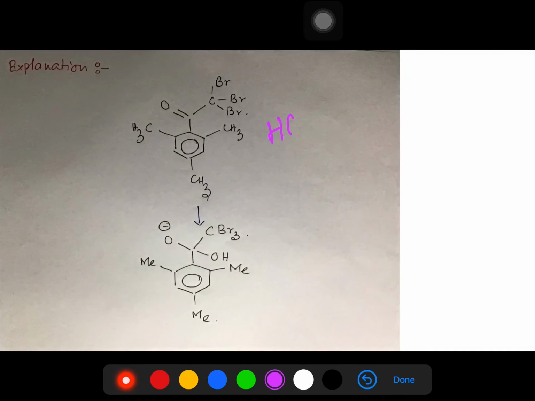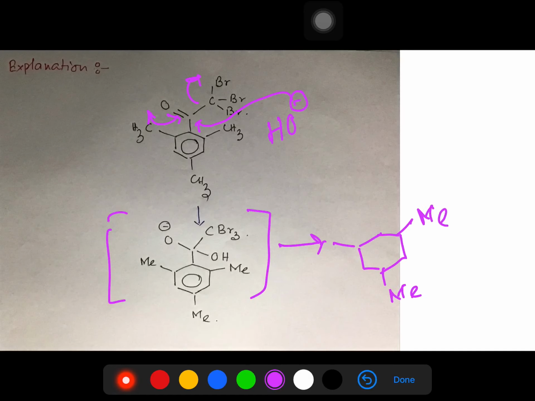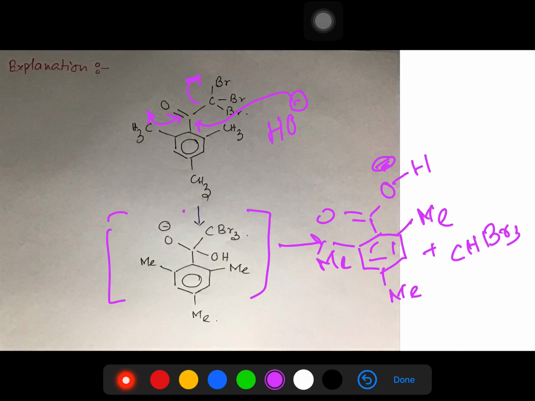Means let me tell you again, this alkali will attack here, it will open up and it will leave. So first of all it will undergo a tetrahedral intermediate, second it will further react and ultimately it will produce this carboxylate anion, better to say. Okay, so this plus CHBr3, actually let me consider you after workup. So what it will result? So it will result in this acid. Now question, why this doesn't happen?